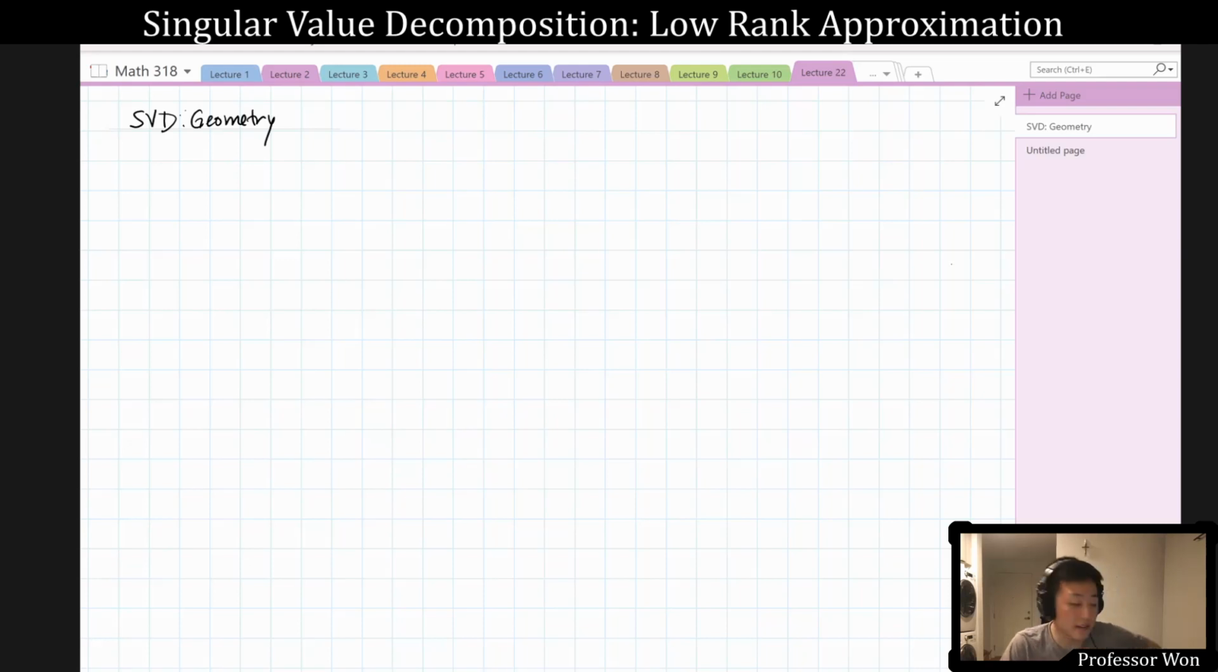Hi, welcome back. Today we're going to continue our discussion of singular value decomposition. We're going to talk about low rank approximation in a little bit, but first I want to continue talking about the geometry because we didn't quite finish last time.